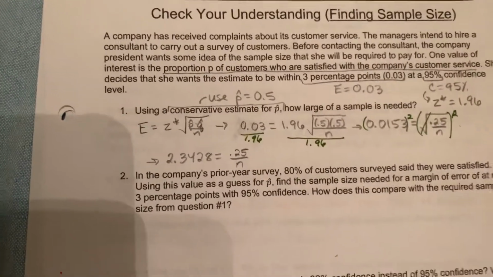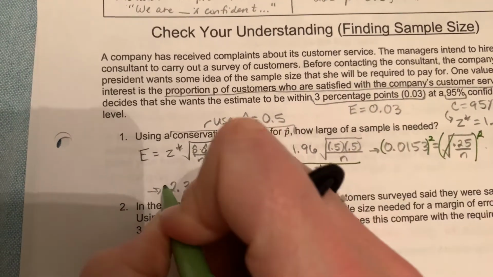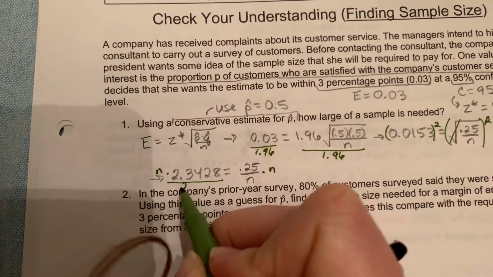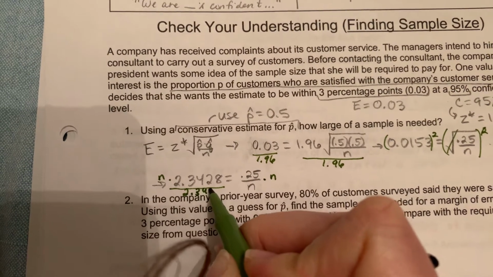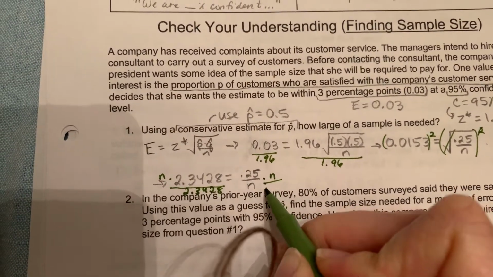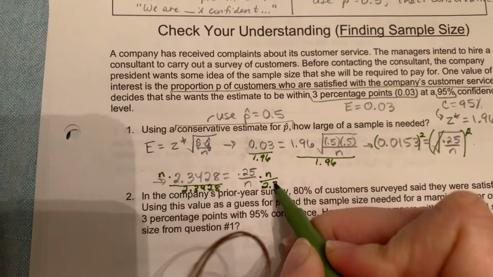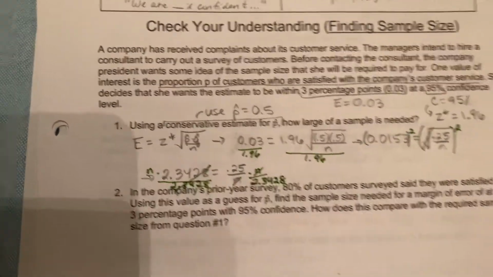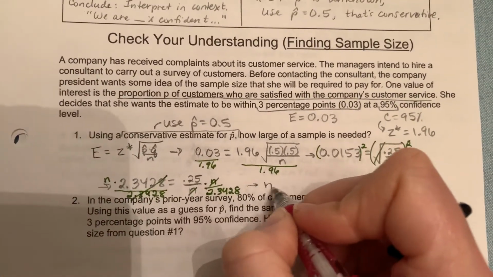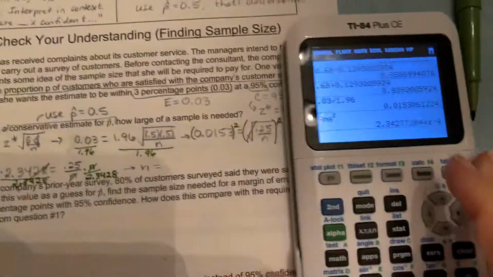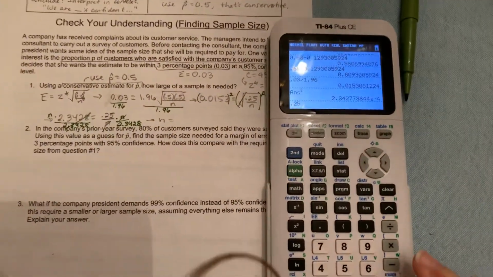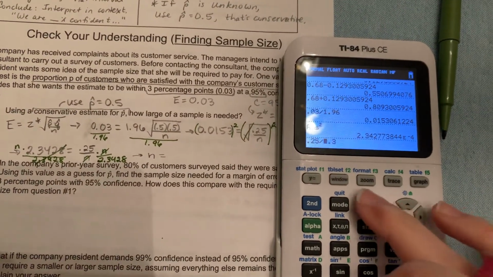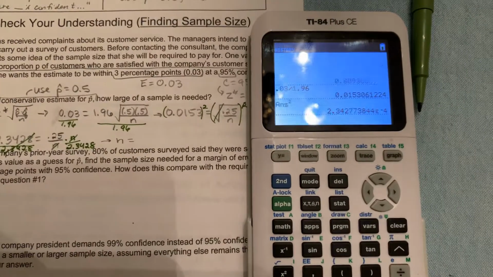Now to solve this, I need to get n to the numerator, so I multiply on both sides by n. But then I don't want this 2.3428 multiplying it, so I would divide both sides by 2.3428. The n's cancel, the 2.3428's cancel. I'm left with n is equal to 0.25 divided by that whole number there, 2.34, whatever.